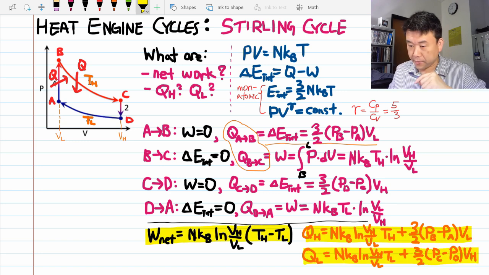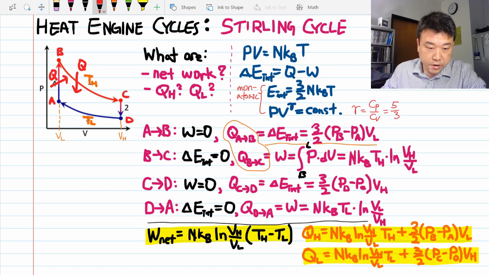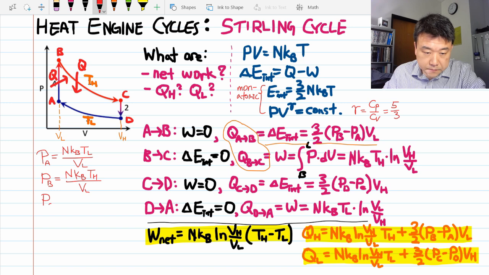Oh, I forgot one thing. Those pressures, they are not given, but they can be determined from what's given. Let me just write them down. For all of them, we have the temperature and volume at those points. So it's a matter of using the ideal gas law to write down what the pressure is in terms of those. So I guess I need pressure at all 4 points. Pressure at point A, point B, point C, and finally point D.